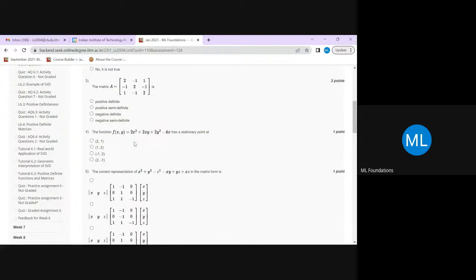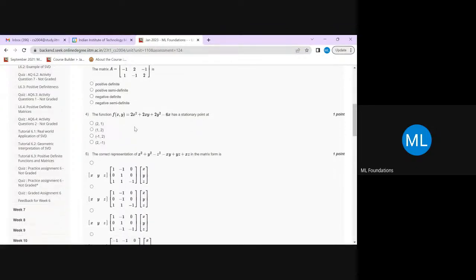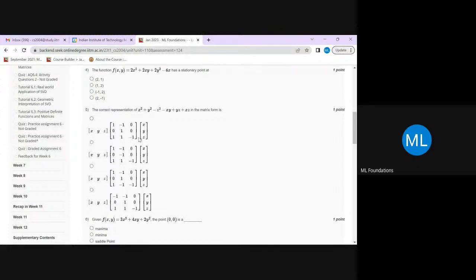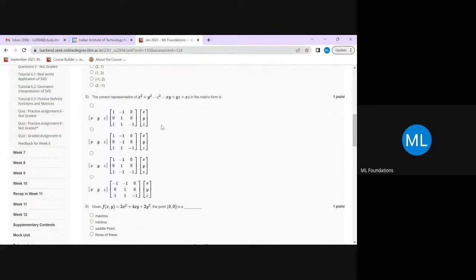Similarly, for the fourth one, you just have to calculate the stationary point. For that, you need to calculate the first order partial derivative and check for the stationary point. The fifth one is a good one. For the fifth one, you need to compare with the standard function, and then you need to see. There are other methods also that you can use. You can use some tricks to solve this also, but how you will do that, I'm not going to say.